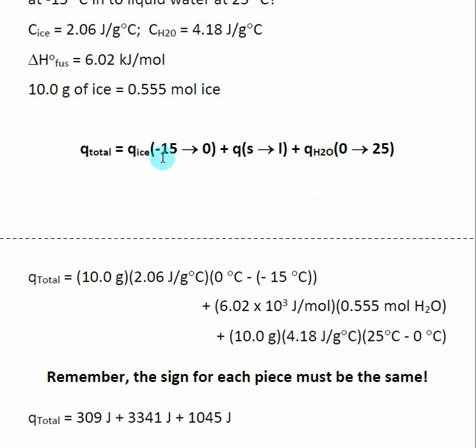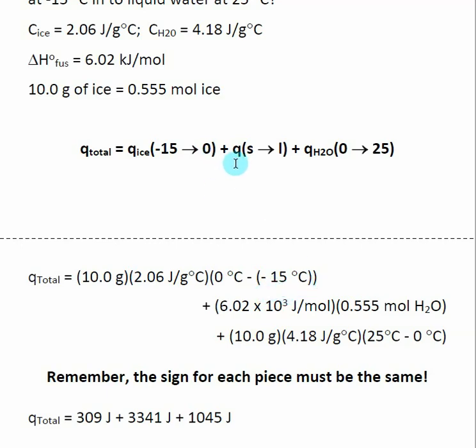So changing in the temperature of the ice, that's my mC delta T. So I have 10 grams of ice, the specific heat of ice. So I want to make sure I'm using the right specific heat here. So the specific heat of ice is different than the specific heat of liquid water. And then I say, what's my change in temperature? Delta T is T final, so I'm going to 0 degrees C, minus T initial. So my initial temperature was 15 degrees C.